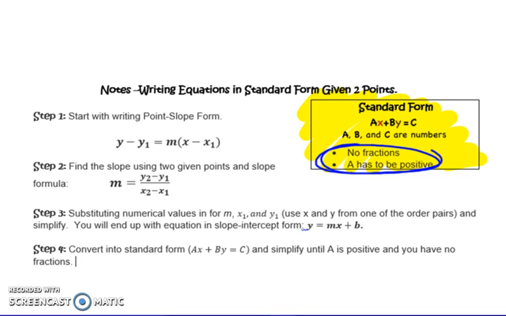Now, I don't want decimals either. If it is a fraction, we want it to be an integer value, either positive or negative, unless it's a. A can only be a whole number. We're still going to start using point-slope formula. We're still going to find the slope, and we are going to turn it into slope-intercept form, because once we have it in slope-intercept form, it is only 1, maybe 2 steps to turn it into standard form from there.